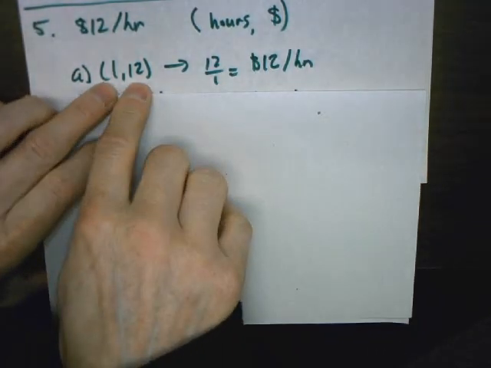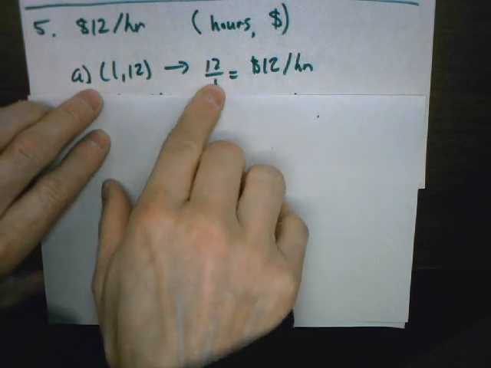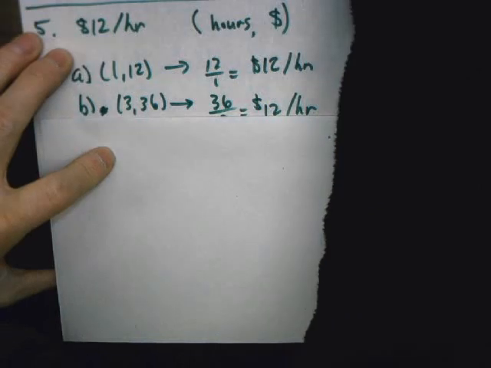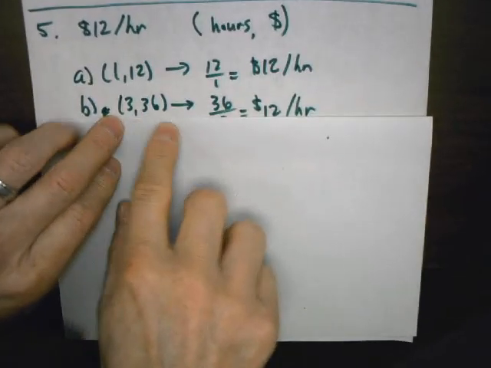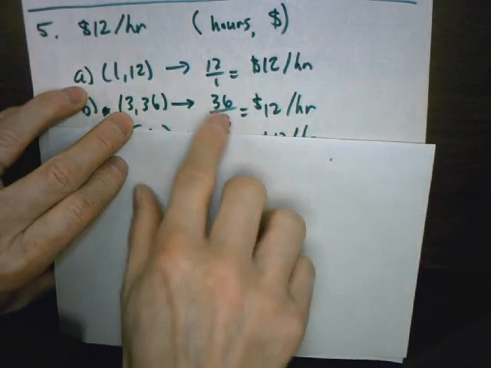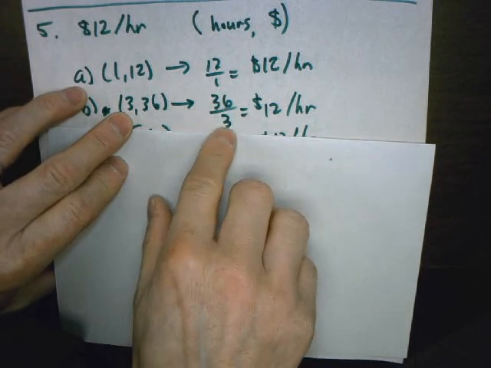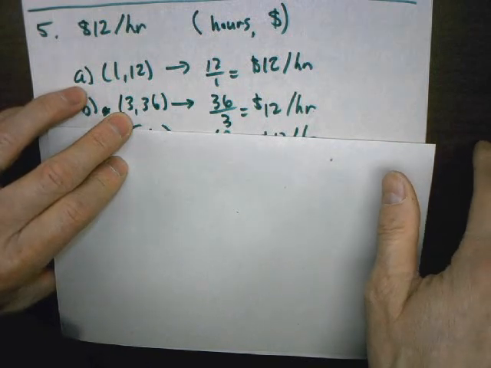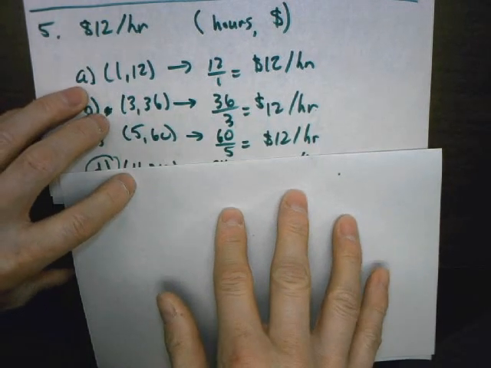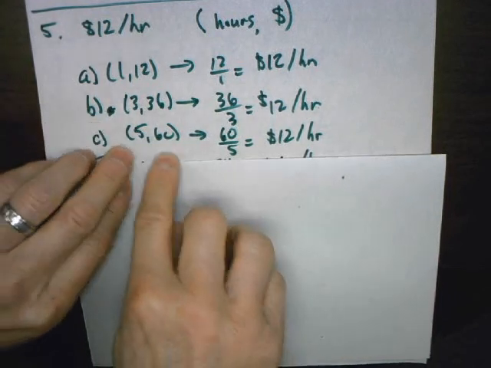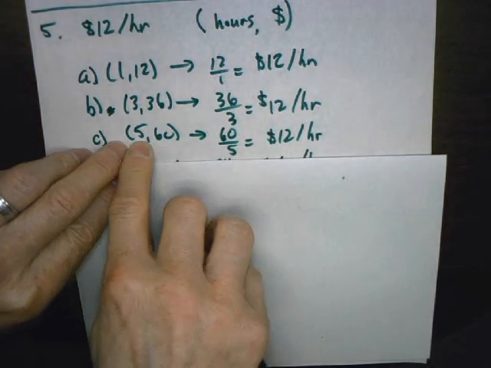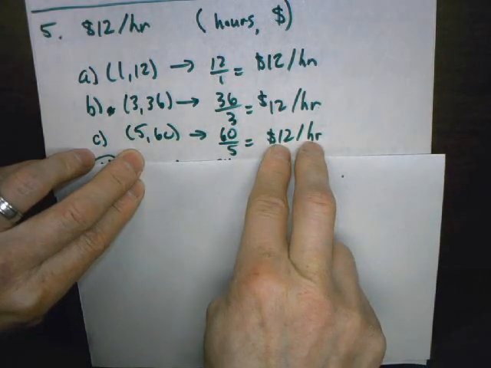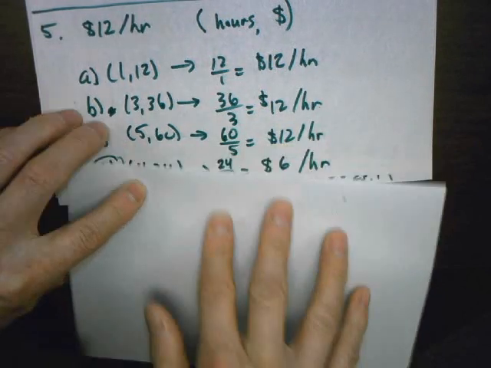So this first one, if it's 1 hour for $12, $12 per hour, I put Y over X and I get $12 per hour. B, I put, again, Y over X. Money over time, if it's $36 for 3 hours, that's $12 per hour. That's the same. That would be on the graph, because I get the same ratio, right? I get the same slope, same rate of change. So 5, 60. That's 5 hours for $60. $60 divided by 5 hours tells me that that is $12 per hour. That would be on the graph.